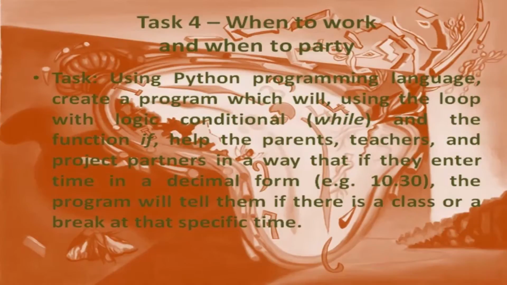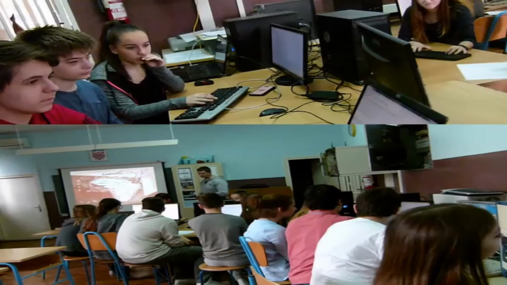The name of the fourth task was when to work and when to party. The team had to write a program which will help the students and the teachers who are visiting our school next month to know when there are classes in progress and when there are breaks, in a way that if you enter time in a decimal form, the program gives you the answer. The teams were then given the instructions and the programming started.